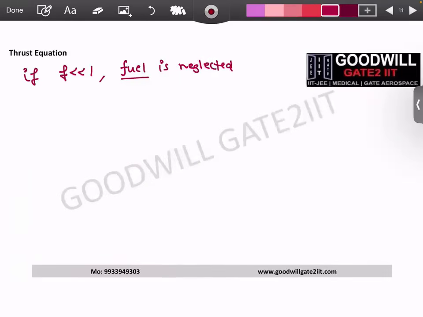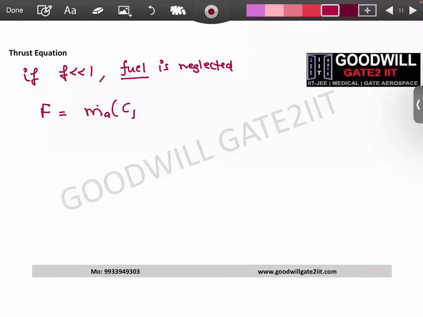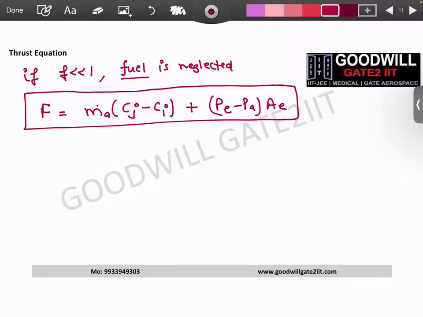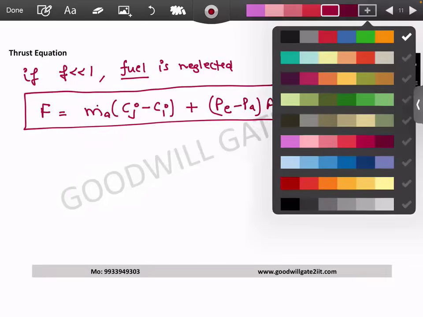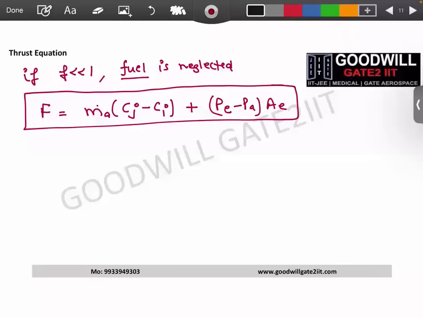So if fuel added is very less, then you can neglect this F value, and then the thrust equation you should use in your GATE exams will become something like this. You can imagine F is neglected, means this is gone. So you have only one. So your equation becomes m dot A into Cj minus Ci, which is your momentum thrust now, and your pressure thrust is Pe minus Pa into exit area. This is another form. People feel that there are so many equations we need to learn, but if you understand the concept, this is not a very big thing to learn. I hope this is very clear and makes sense.